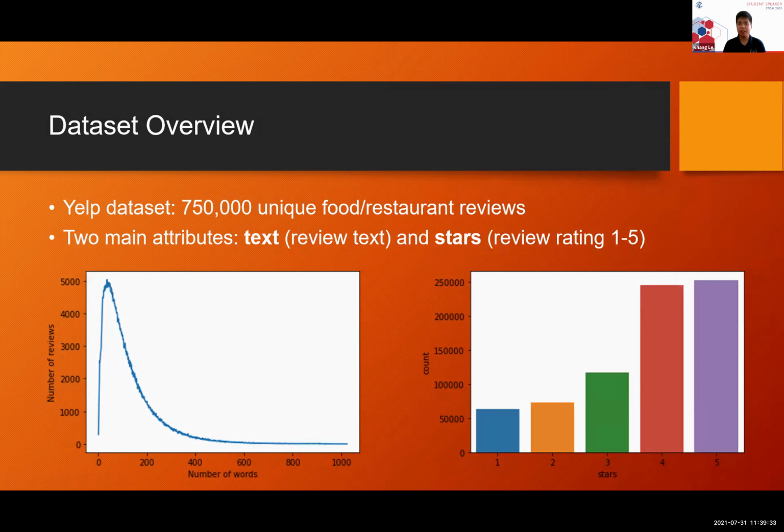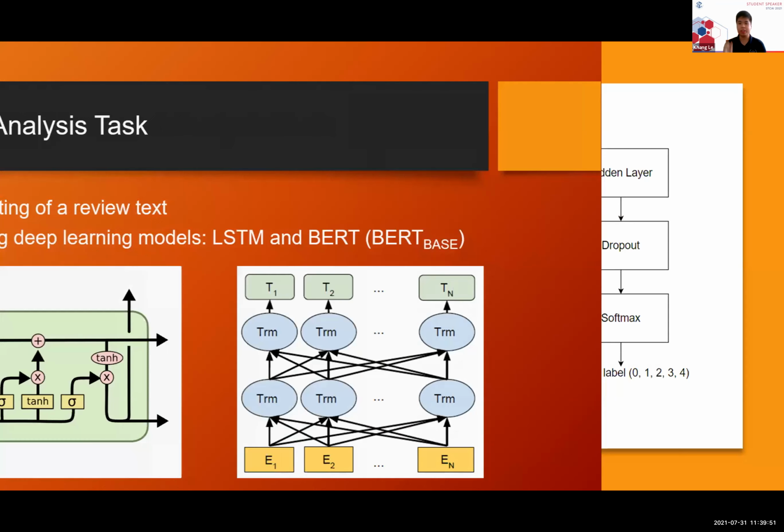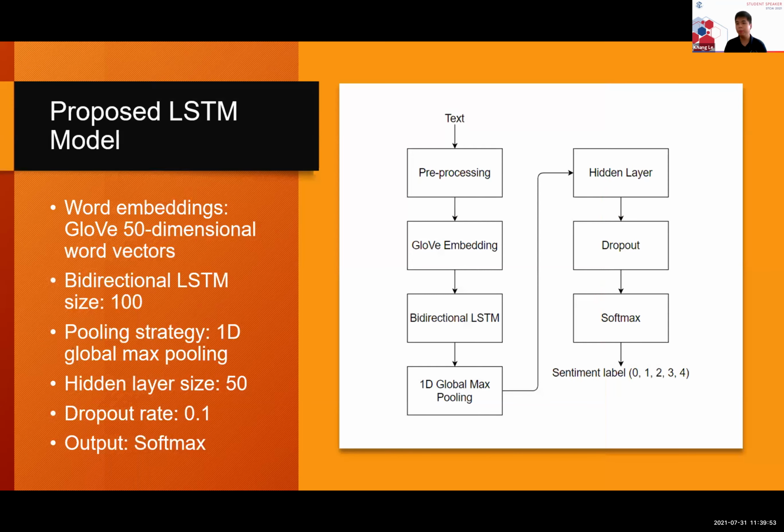And the sentiment analysis task in our research is to predict the rating of a review. As such, there are two promising deep learning models that we can use. The first one is the LSTM model, and the second one is the BERT model. Before going deeper into our model design, let's first talk about word embedding.